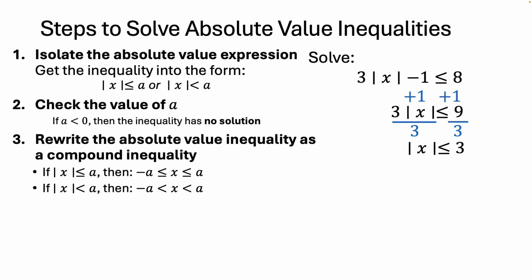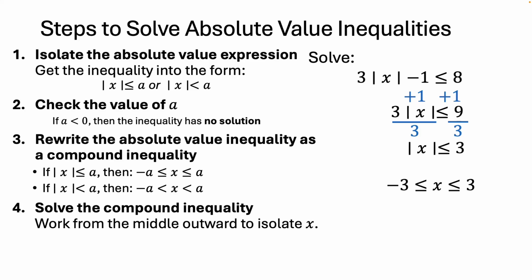Let's go back to our problem. We have absolute value of x is less than or equal to 3. In inequality form, this would be x is greater than or equal to negative 3 and less than or equal to 3. So it's in between negative 3 and 3.